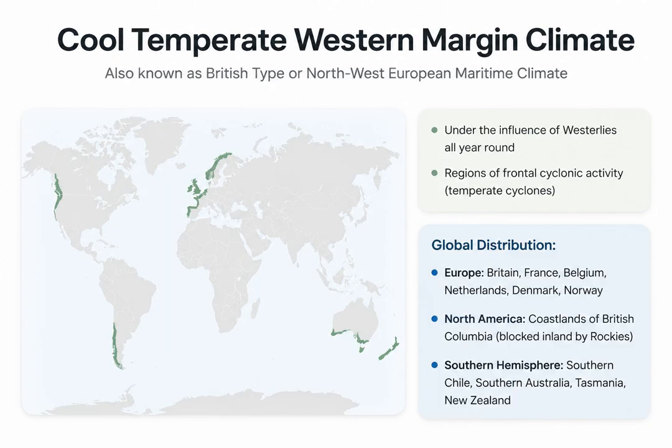Now, let us transition to a completely different climate zone, the cool, temperate western margin climate, commonly known as the British-type climate. Because of its strong oceanic influence, it's also called the Northwest European maritime climate. These regions are under the constant influence of the westerlies all year round and experience frequent frontal cyclonic activity. Geographically, you'll find this in Northwest Europe, the coastlands of British Columbia in North America, where the high Rockies block the winds from moving inland, and in the southern hemisphere in places like southern Chile, Tasmania, and New Zealand.